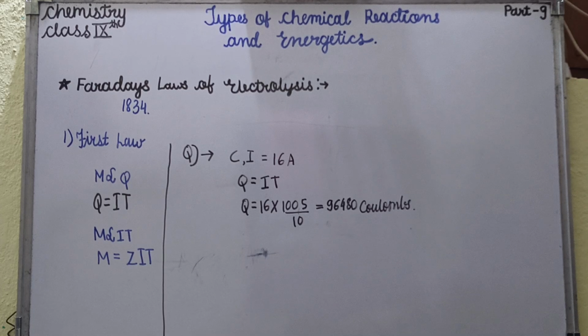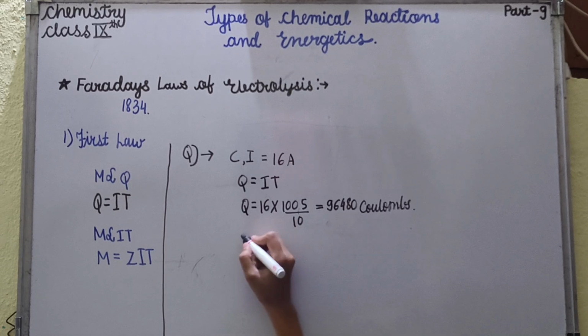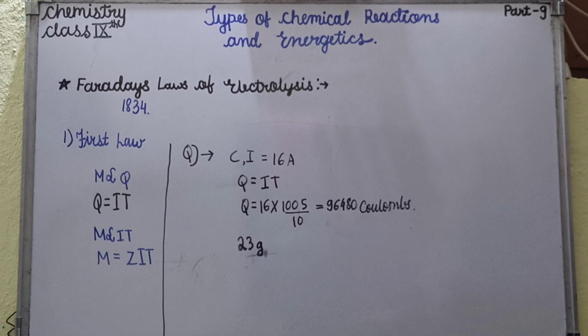When 96,500 coulombs of electricity is passed, then the amount of metal obtained is 23 gram. When 1 coulomb of electricity is passed, the metal obtained is equal to 23 upon 96500 gram.